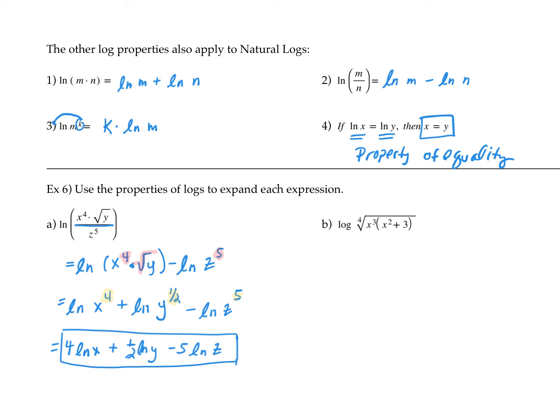Okay, part B, it's a little different because we're taking the log, and this is just a common log. All right, the base is 10. It's not there, so we assume it's a base 10. And we have this whole quantity that's inside the radical. So we're going to rewrite that with a rational exponent. So it's going to be the common log, or just log, of the quantity x to the 3rd times x squared plus 3.